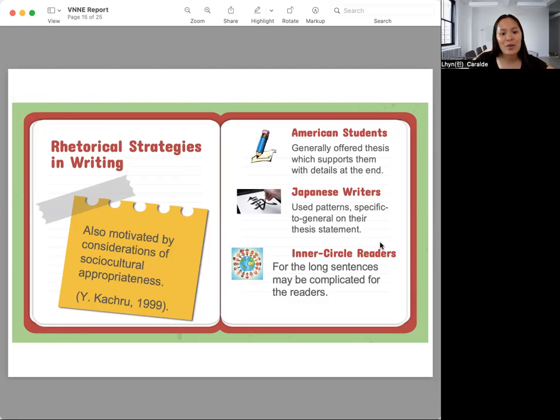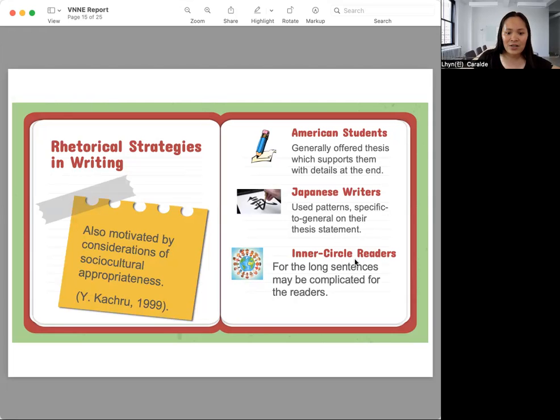Okay, so let's remember that this American, the inner circle, they speak English as their first language, so they speak directly or straightforward compared to the outer circle who speak English as their second language. So that's why the Japanese writers use patterns specific to general on their thesis statement.